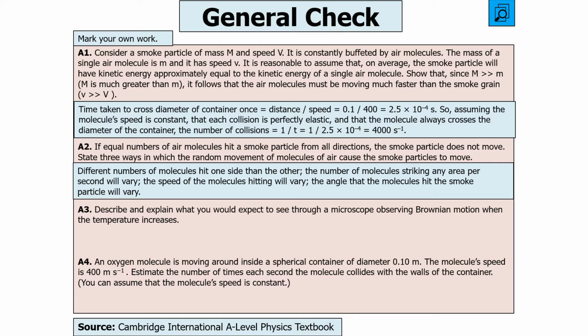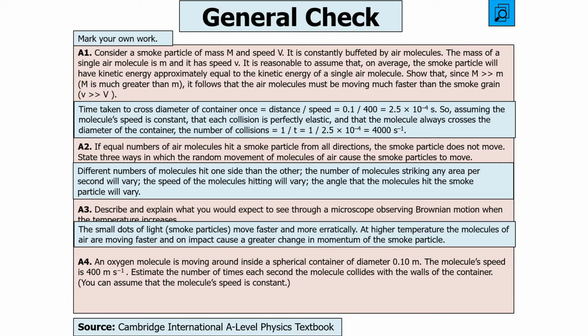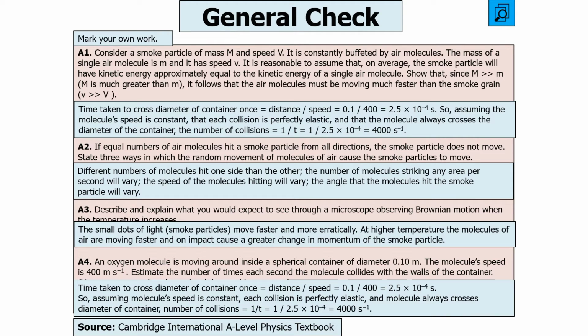The next one, you'll see with Brownian motion, the smoke particles will move faster and more erratically because at a higher temperature, the molecules of air will be moving faster, because temperature links to the kinetic energy of the molecule. So therefore, the impact will cause a greater change in the momentum of the smoke particle. Okay, and then finally, as we said before, the answer is going to be 400 times per second.